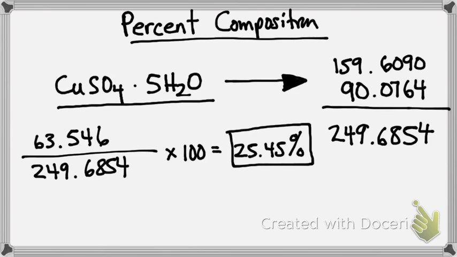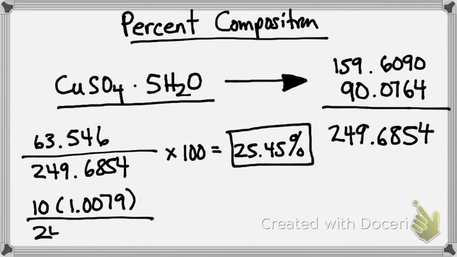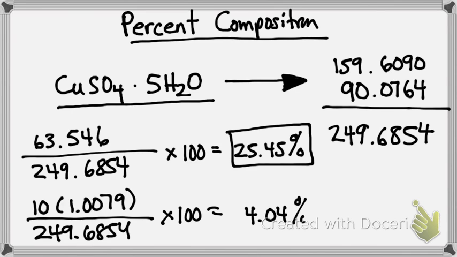Of course, you don't get to use this on an assessment, but you do get to use it in the context of class. So now we could do hydrogen. We have 10 hydrogens. So that's going to be 10 times 1.0079 over 249.6854 times 100%. And that is going to give us a value of 4.04%.